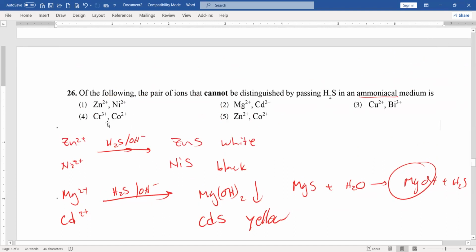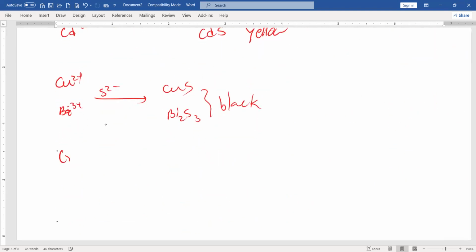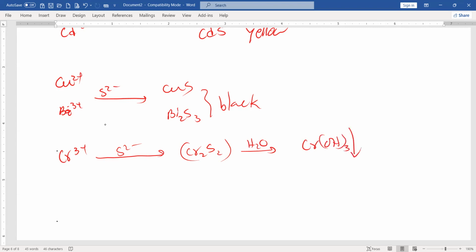Next one, chromium and cobalt. Chromium 3+ is also the same as magnesium. When we add S2-, sometimes it will form Cr2S3, but it is unstable, so it will hydrolyze giving Cr(OH)3 precipitate, that is a green colored gelatinous precipitate. It doesn't actually give Cr2S3. Instead of that, it gives only Cr(OH)3. Even aluminium will be the same. If you have aluminium 3+ ion and you pass H2S through that solution, you will get aluminium hydroxide like this.